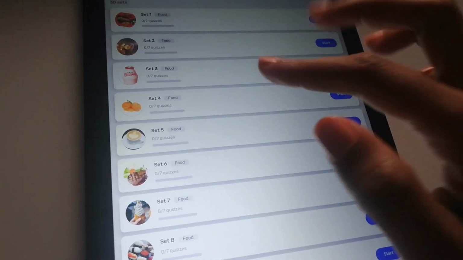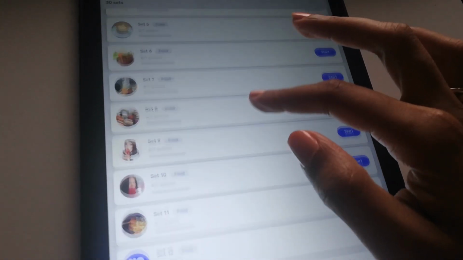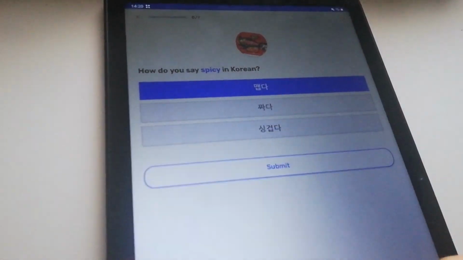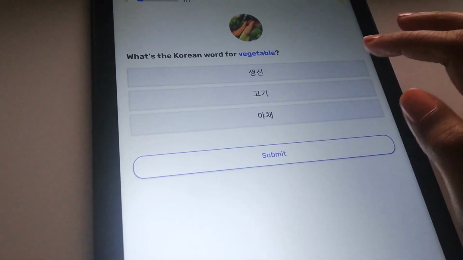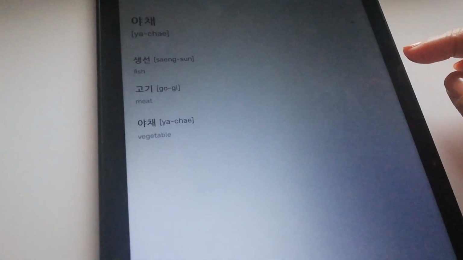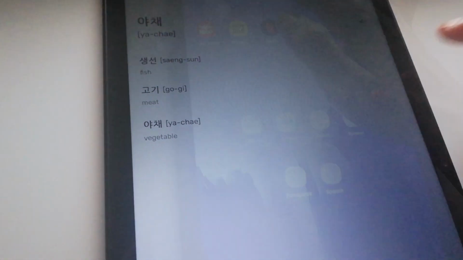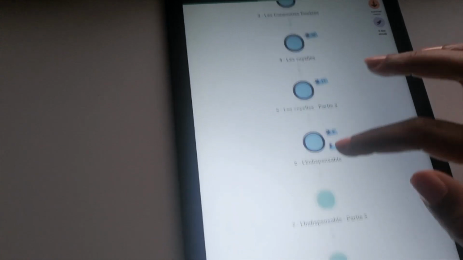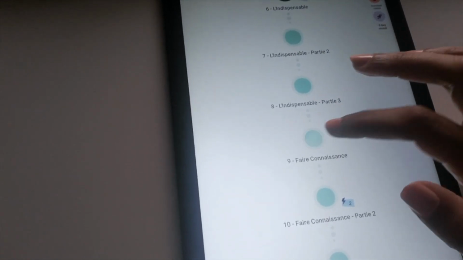Korean Quiz is a new app that was released, I think, last October. And it's great to review vocabulary and also to have some information about culture. And of course, I'm using Memrise because there are a lot of vocabulary lists.